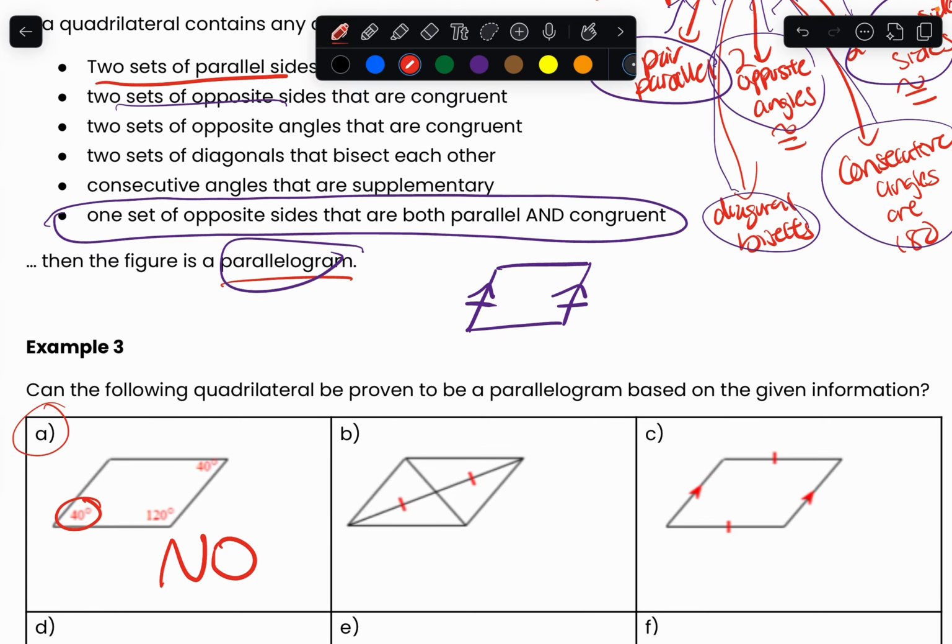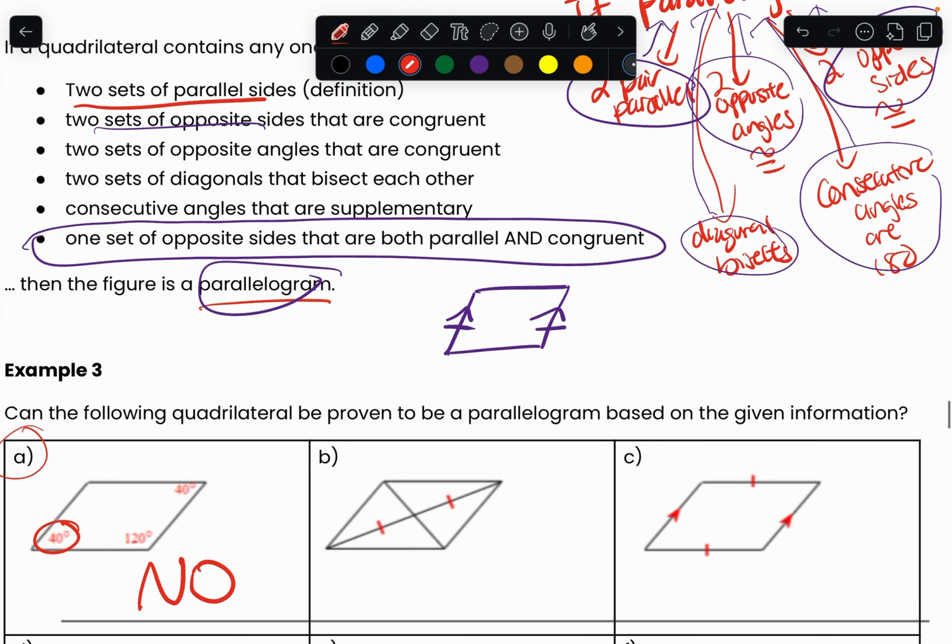Let's check each of them. First of all, do we have two sets of parallel lines? If it doesn't have markings like this, then it means no, we don't have two sets of parallel lines. That's the first criteria here. Do we have two sets of opposite sides that are congruent? No, we're not given any measurements, so that's a no. Do we have opposite angles that are congruent? We're not given any angle measurements.